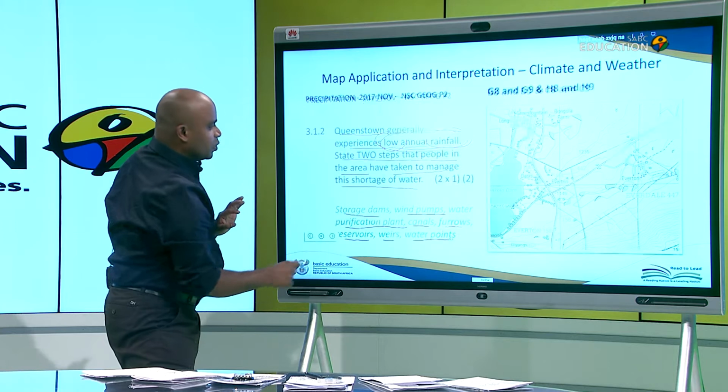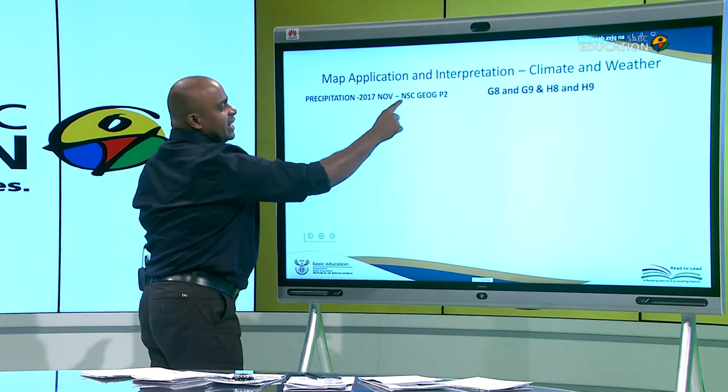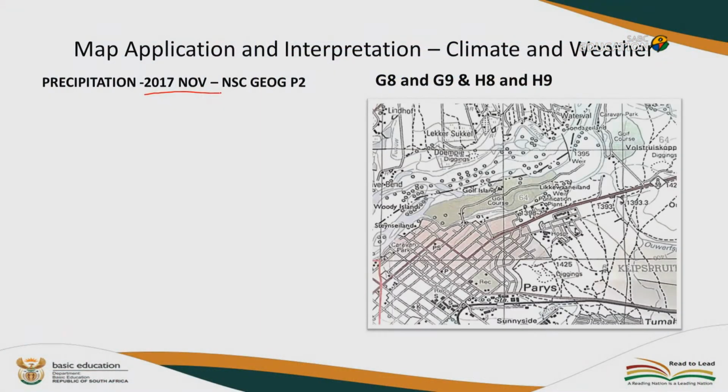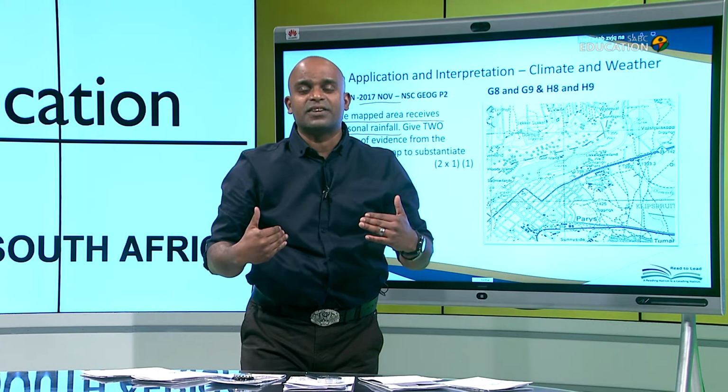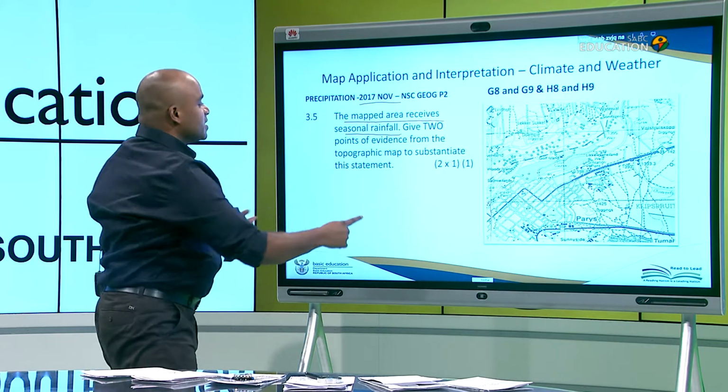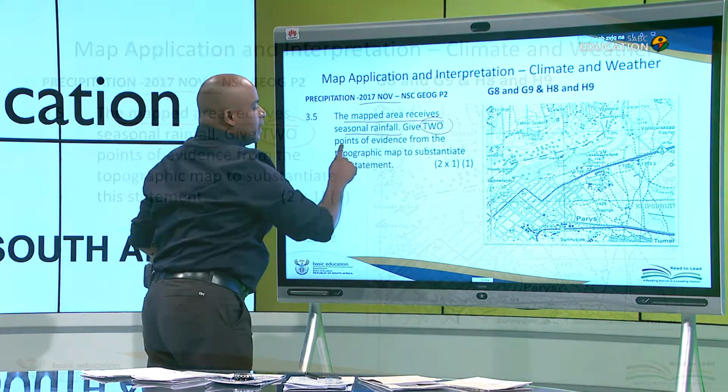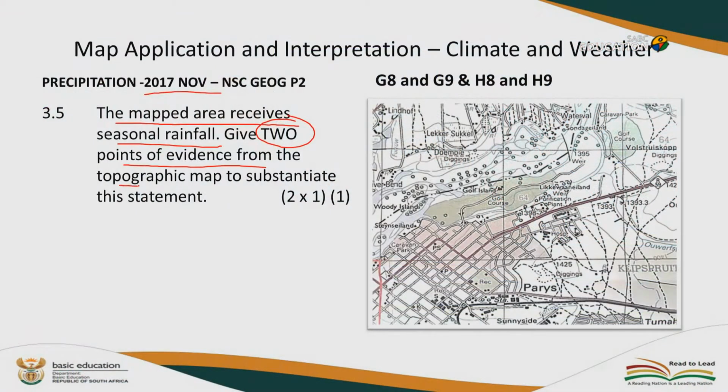If this is the way we're going to look at it, again in 2017, notice the question and how it changes. The mapped area receives seasonal rainfall. Note in this examination, you are being told it is seasonal rainfall. What is your requirement? Give two points of evidence from the topographic map to substantiate the statement. How simple is this now?